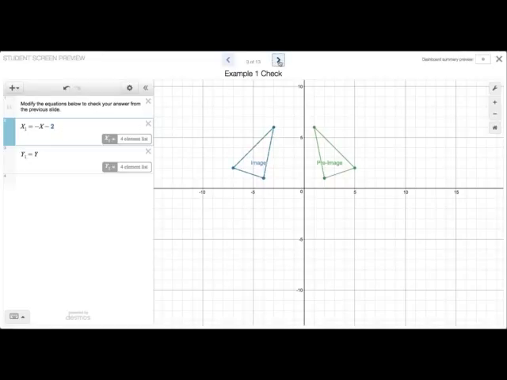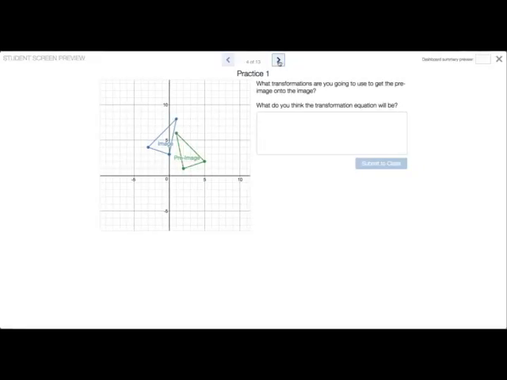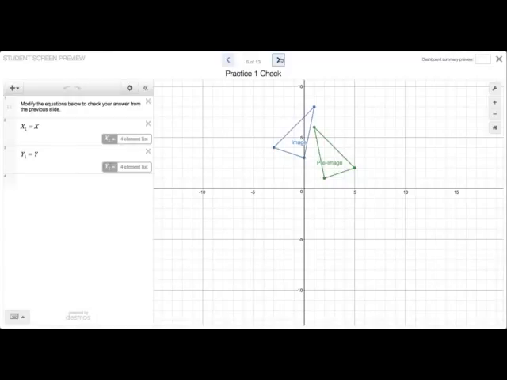Now, on the rest of these screens, you're going to be doing similar things. You're going to have a practice. You need to make a prediction of what transformations you're going to use, write them in words, and then you're going to make a prediction about the equation. Then the next screen will allow you to practice. Okay? And I've put a bunch of these in there. Work together, talk to each other, really think through these. Hopefully they're good practice problems for you.